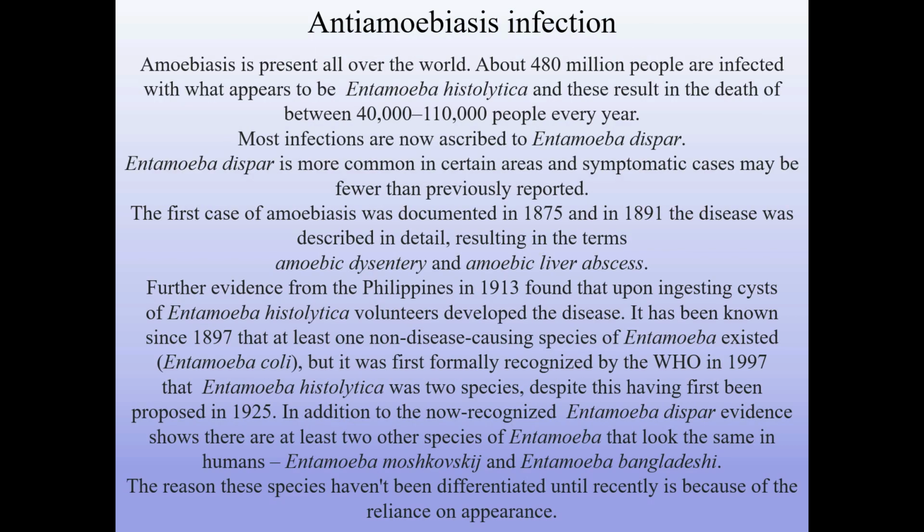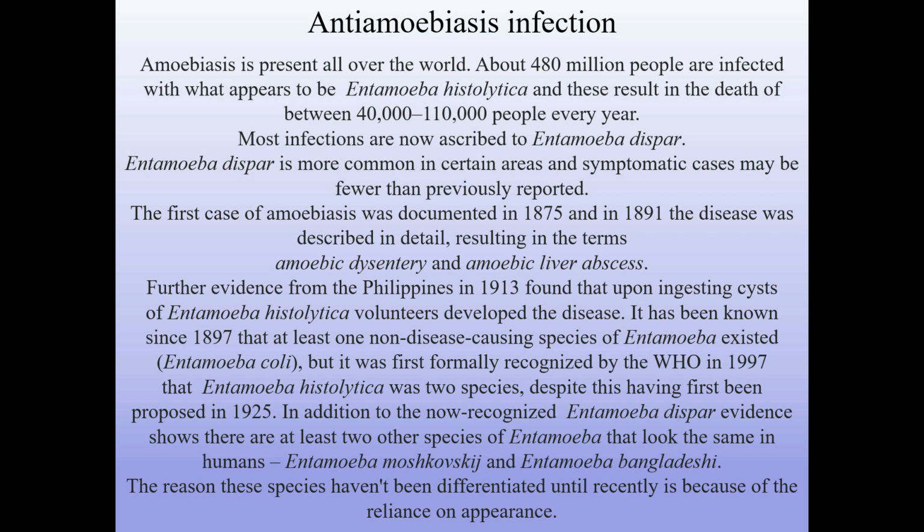The next one is anti-amebiasis infection. Amebiasis is present all over the world. About 480 million people are affected with what appears to be Entamoeba histolytica, and this results in the death of between 40,000 to 110,000 people every year. Most infections are now ascribed to Entamoeba dispar. Entamoeba dispar is more common in certain areas, and symptomatic cases may be fewer than previously reported.